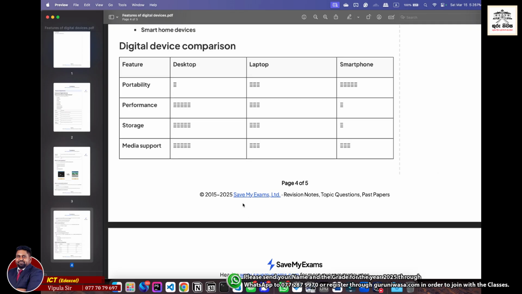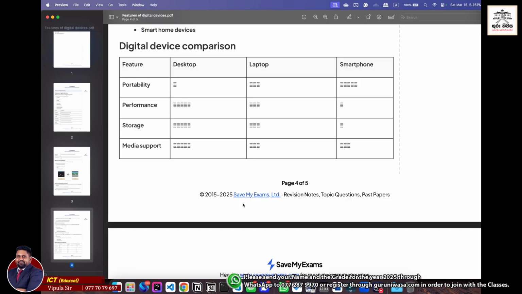So it's quite simple. You just need to understand the features and you can just fill it in. So desktop portability wise, yeah, desktops are not portable. You cannot carry it and go to places, right? So that's an obvious point. But a laptop is a little bit portable, and smartphones are basically designed to be portable.